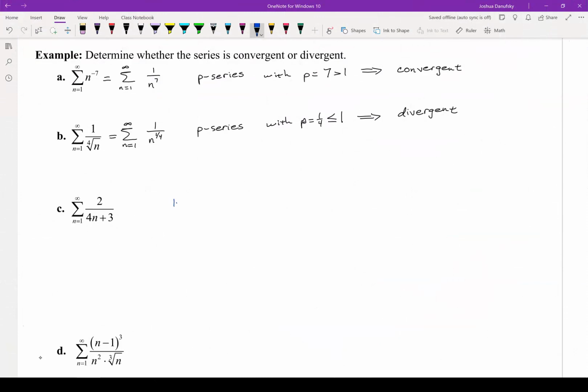So if we were to take the limit as n approaches infinity of 1 over 4n plus 3, this limit would equal 0. And the test for divergence is inconclusive. We have to do something else.